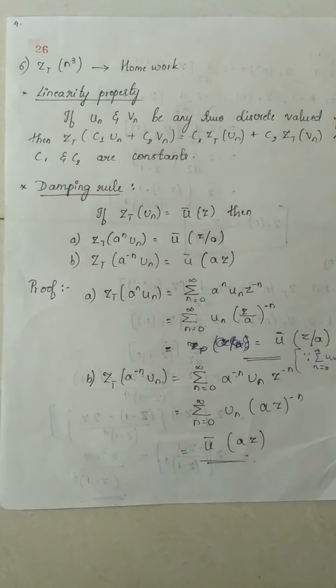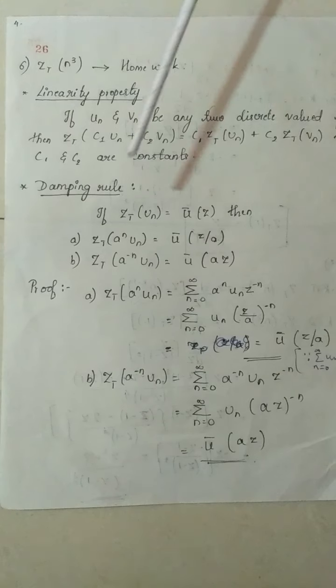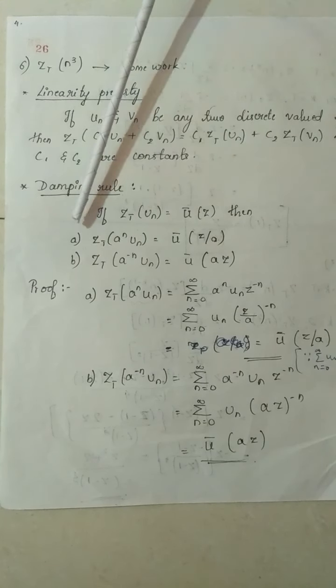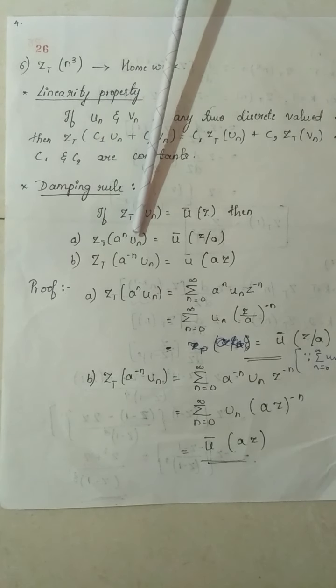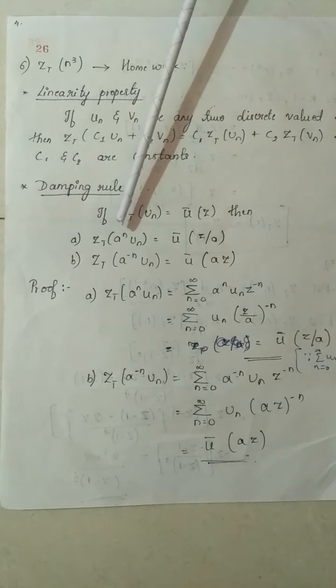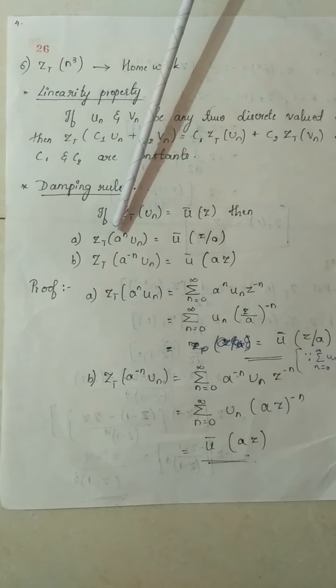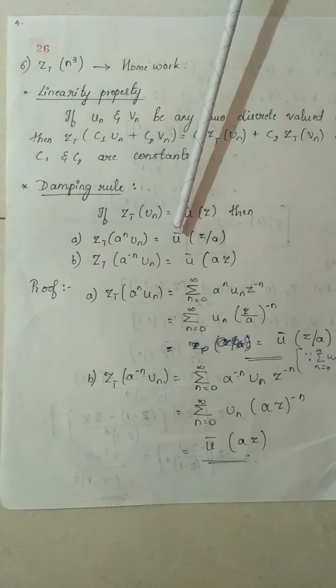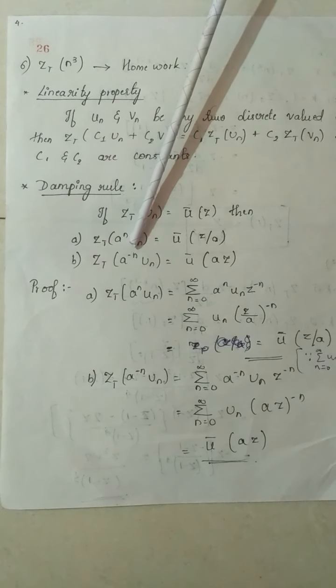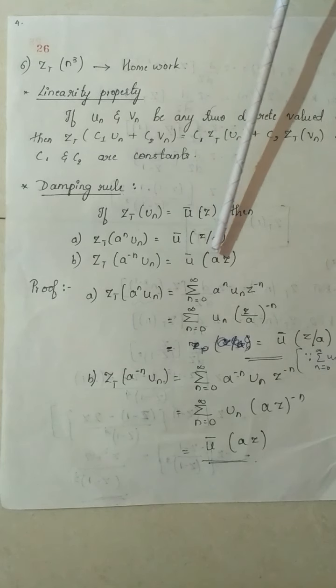Now let us see two important rules of z transform, that is damping rule. We all know that z transform of un is equal to u bar z. Then we need to prove that z transform of a to the power n into un is equal to u bar of z by a. That is, if un is multiplied by a to the power n, that is z transform of a to the power n into un, it is nothing but u bar z by a. Similarly, z transform of a to the power minus n into un, we write it as u bar of az.